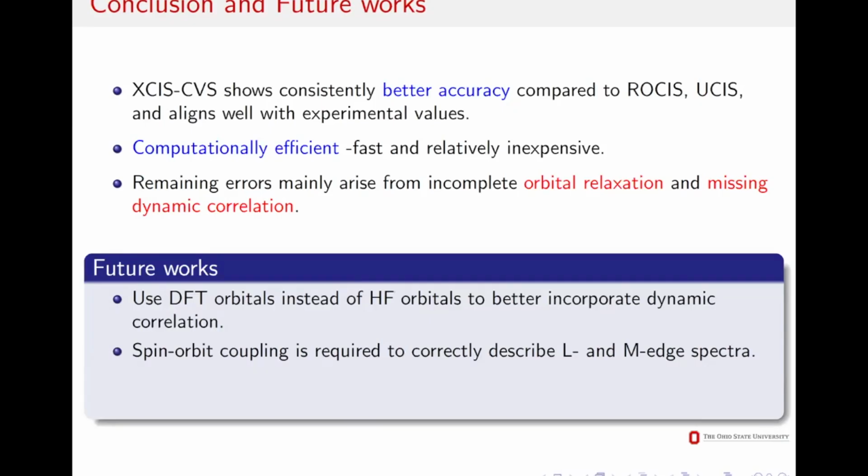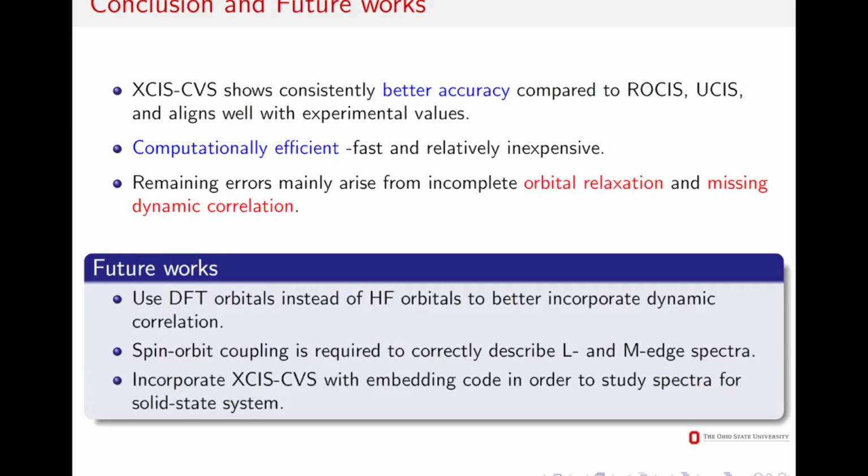The next thing is we're also interested in spin-orbit effects, to get the L-edge and M-edge spectra. In order to get that, you have to incorporate the spin-orbit coupling in the Hamiltonian. Using that, you'll get the L-edge and M-edge spectra. The last thing, our broader goal, is to use XCIS-CVS in solid state systems. The goal is to use this method in an embedding code to study solid state systems properly.